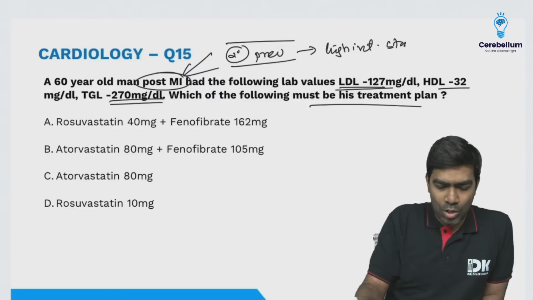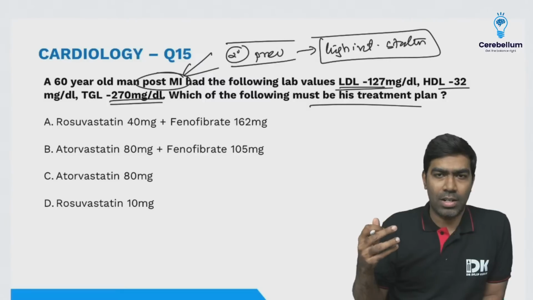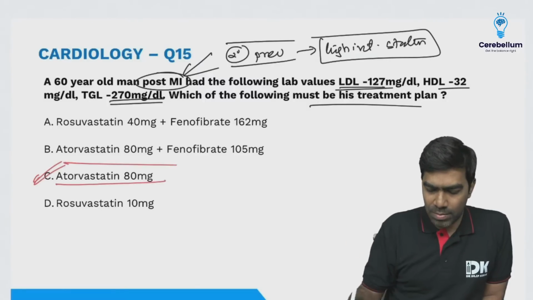High intensity statin. You have to use high intensity statin without a doubt. So what are the high intensity statins? Atorvastatin at 40 to 80 and rosuvastatin at 20 to 40. So the right answer is option C, atorvastatin 80 mg.